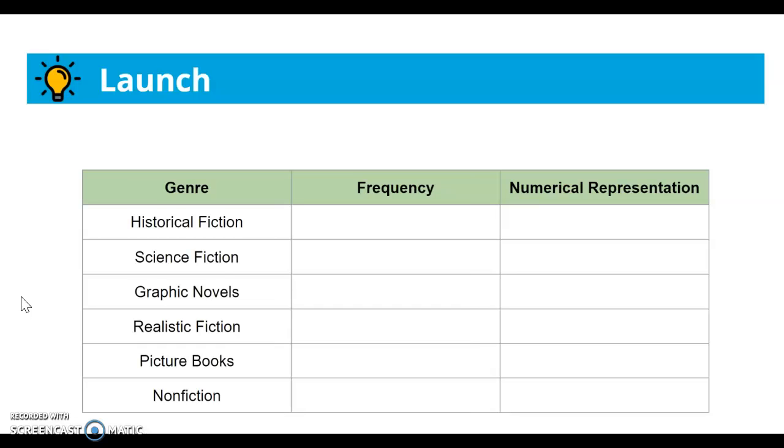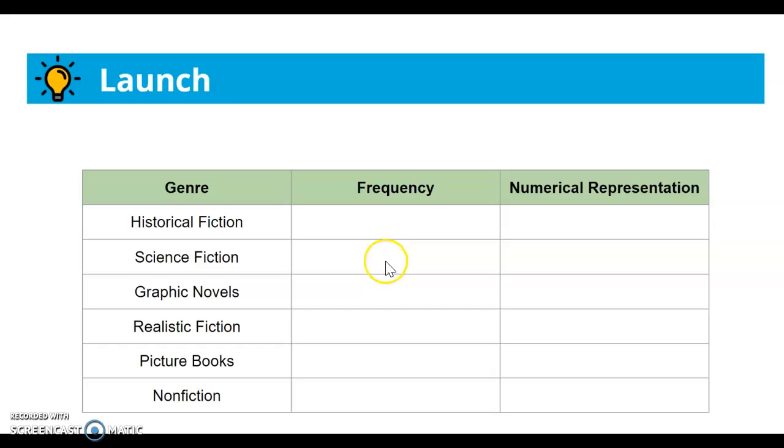For this next slide, for our live lesson, we're actually going to take account of how many students prefer historical fiction. We'll tally up the numbers right here for how many students prefer historical fiction. They'll type it into the chat bar if they like historical, and then we'll ask about science fiction.